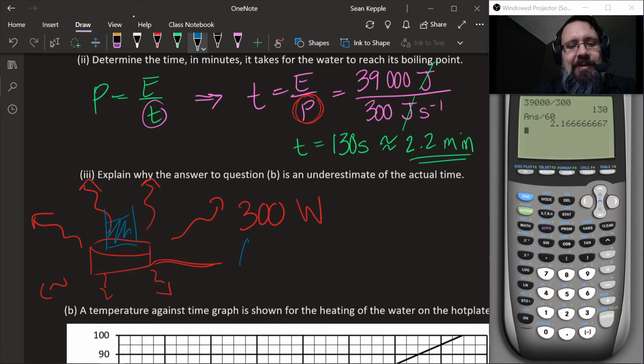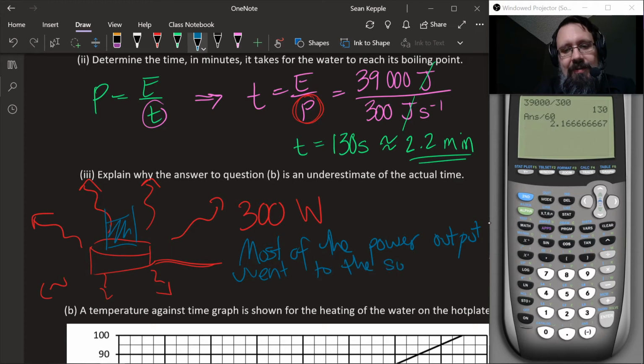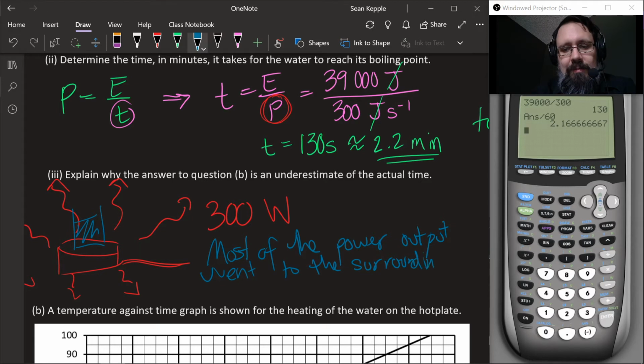So we'll say most of the power output went to the surroundings, not to the water.